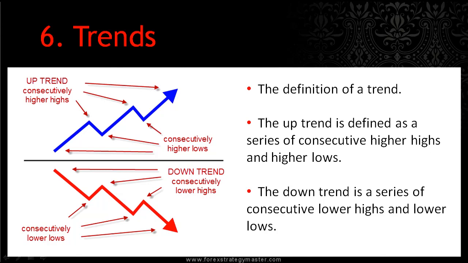The red arrow is a downtrend. This is the exact opposite. We see a series of consecutive lower highs, so each high being made is lower than the previous high, and a series of consecutive lower lows. So each low that's being made is able to get lower than the previous low.